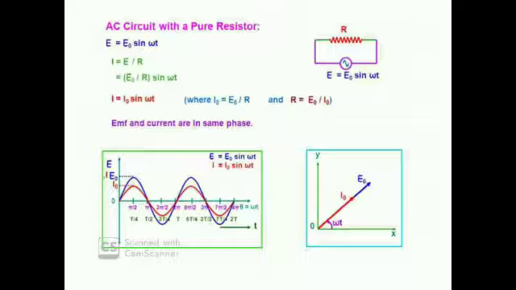without any phase difference. In the vector diagram, the maximum values of the alternating current and alternating EMF are shown. They are making an angle omega t with the x-axis, as omega t is the phase angle. So both are making the same angle. So the current and the voltage of the pure resistor circuit are in the same phase.